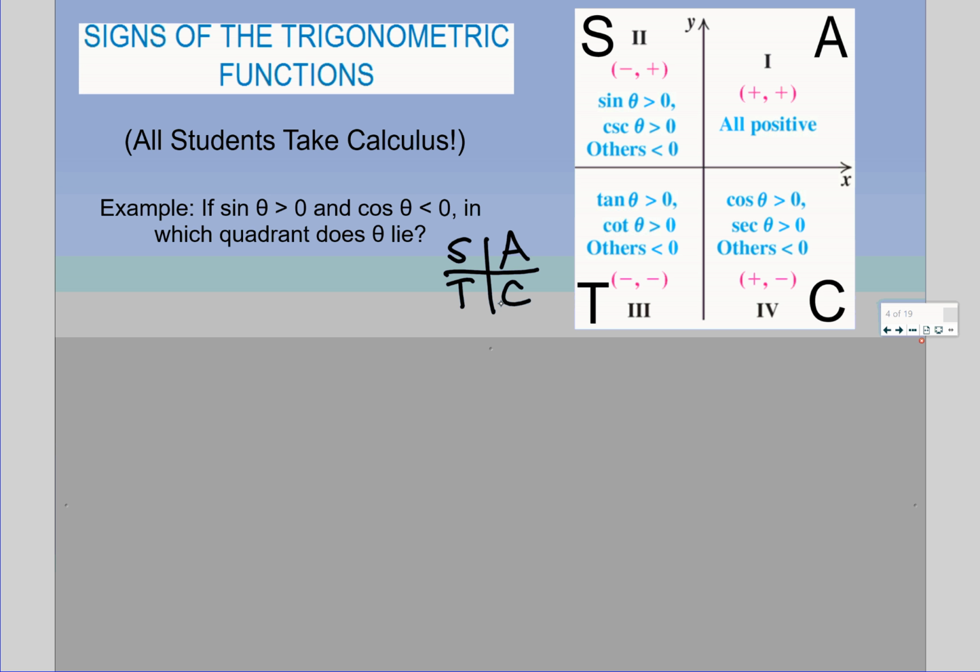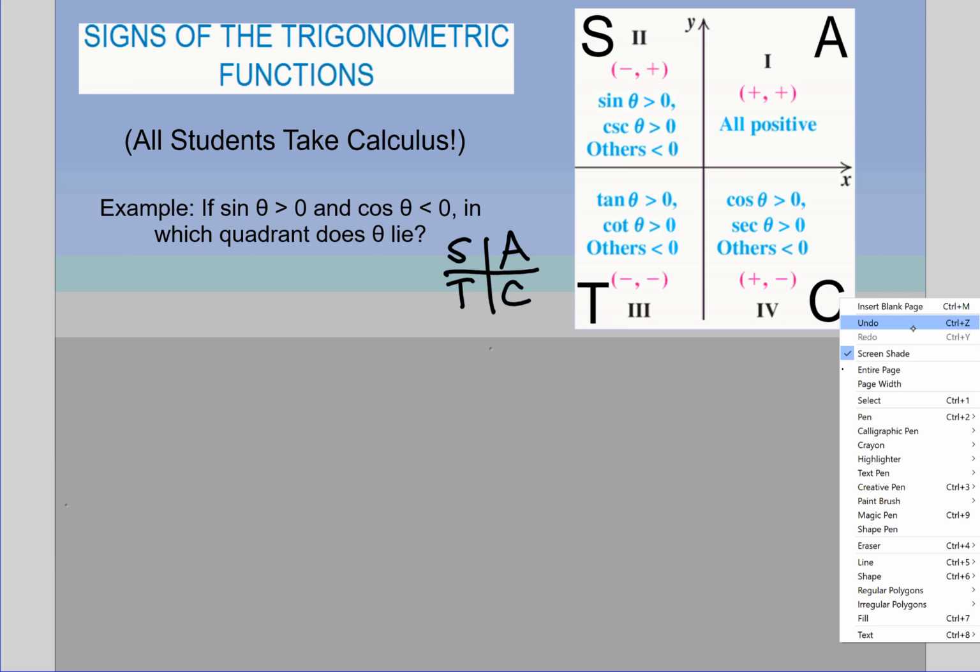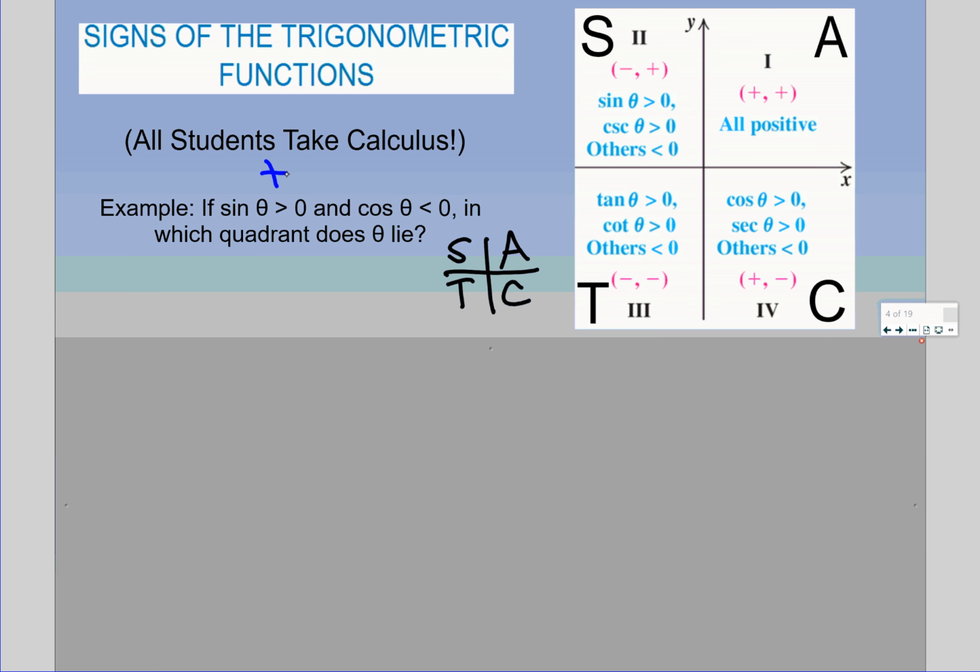It's also a good way to figure out what quadrant things are located in if you don't have a point like this one. This says if sine of theta is greater than 0 and cosine of theta is less than 0, in which quadrant is this going to lie? So if sine of theta is greater than 0, that's just a really fancy way of saying sine is positive. So that should narrow it down for me. If I know sine is positive, only 2 quadrants is where that could happen at. What 2 quadrants is sine positive in? A and S, right?